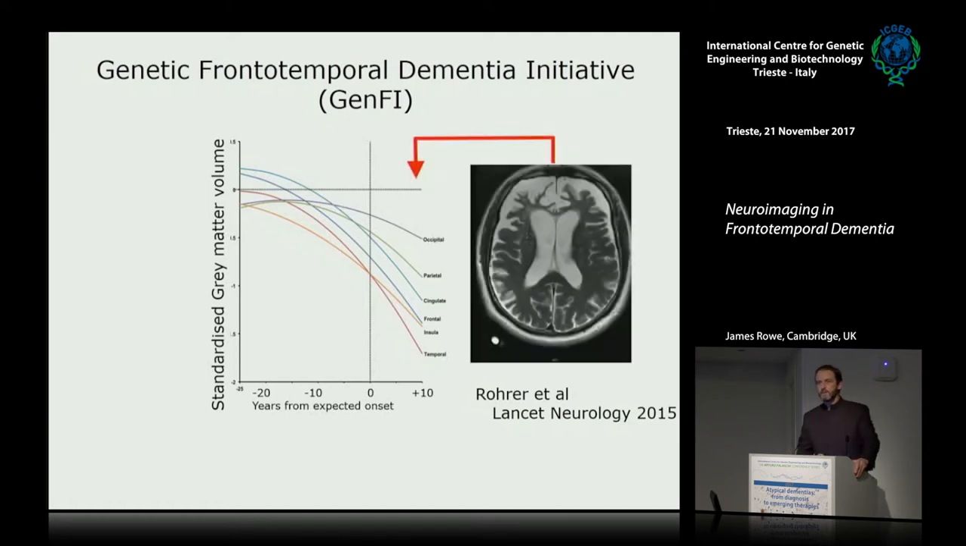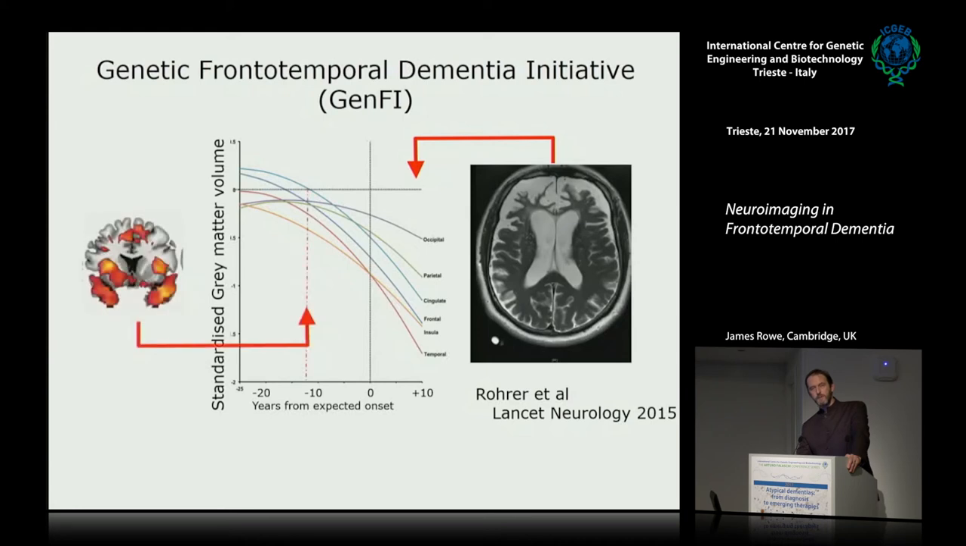Of course, you don't need fancy techniques to identify something very badly wrong in this patient 7 or 8 years after onset. But what we're interested in is those more subtle changes that are without symptoms, 5, 10, 15, in the case of C9orf, up to 20 years before symptom onset.